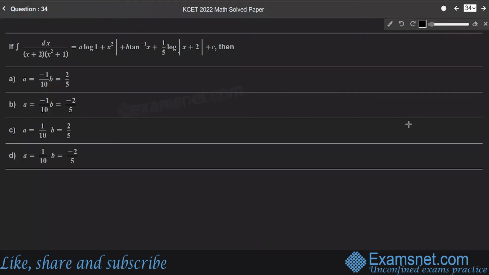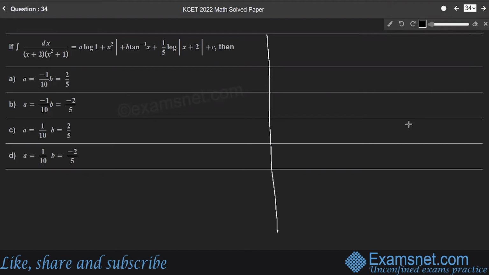Question 34. If the integral of 1 by (x plus 2)(x square plus 1) dx is equal to a log mod (1 plus x square) plus b tan inverse x plus 1 by 5 log mod (x plus 2) plus c, then find the values of a and b. First, let us consider the LHS part. This question is based on the decomposition of partial fractions.